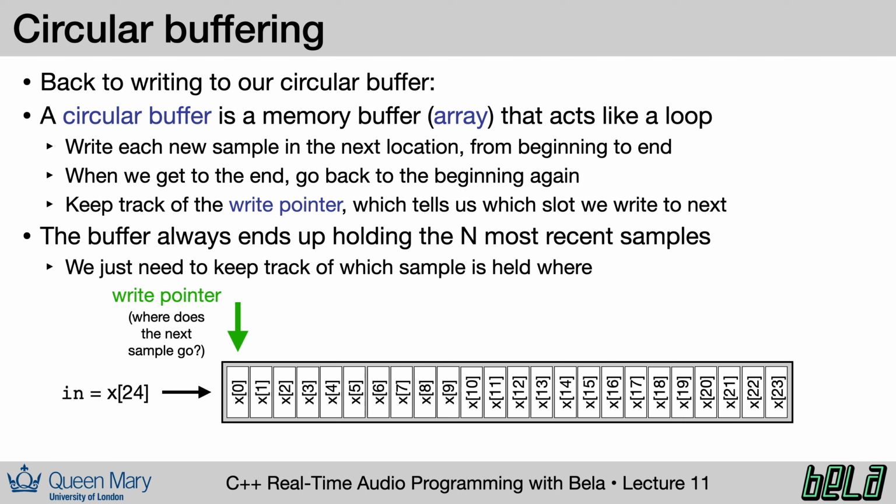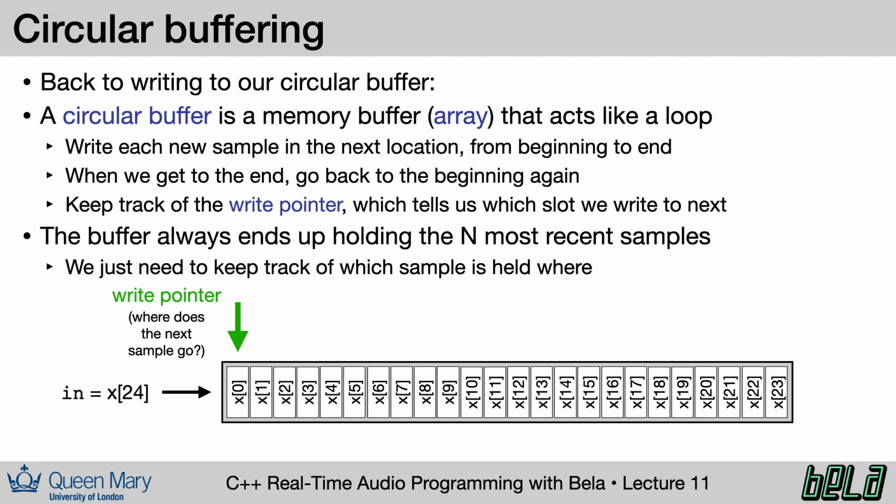A circular buffer is not so different from the memory buffers that we saw before. The main difference is in the way that we treat it, which causes it to act like a loop. What we'll do is write each new sample to the next location pointed to by the write pointer from the beginning to the end of the buffer. When we reach the end of the buffer, we'll wrap the write pointer around back to the beginning and carry on writing. In this way, the buffer always ends up holding the n most recent samples of our input, and the only thing we need to keep track of is where we are writing at any given time. That will tell us where we can find the remainder of the samples.